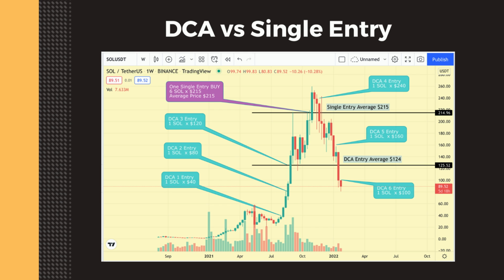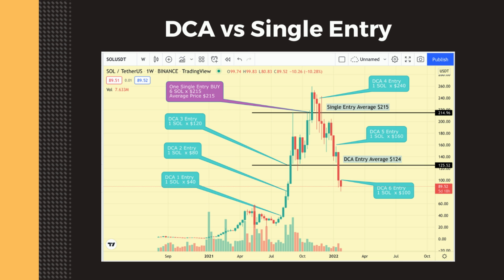And then once the price of Solana reached the very top all-time high, he made his fourth entry, bought one Solana at $240, even higher than investor one. And as price has started correcting, he has bought another Solana at the price of $160, and his last, 6th coin of Solana he has bought at the price of $100.